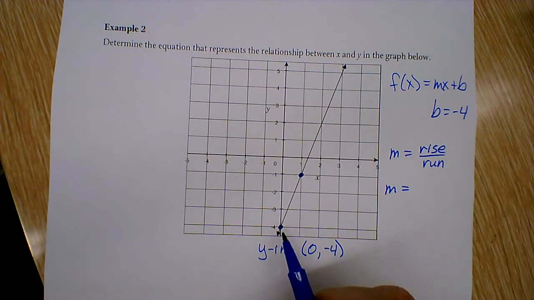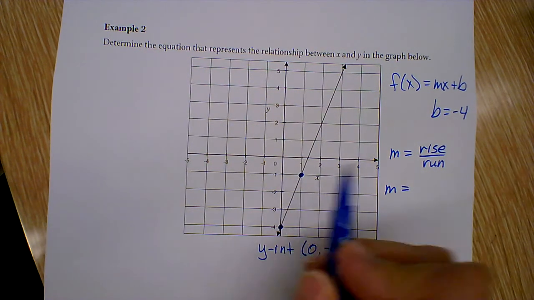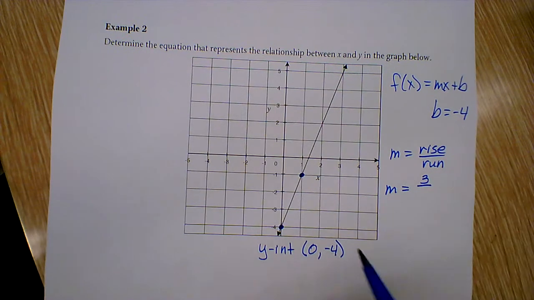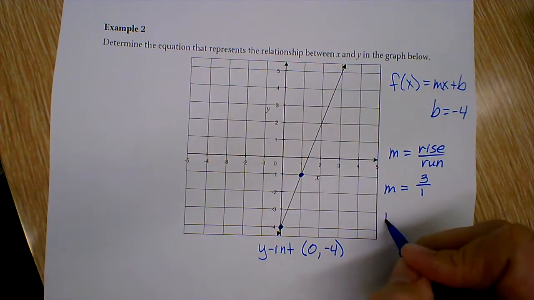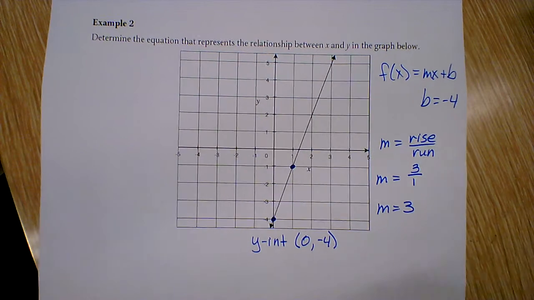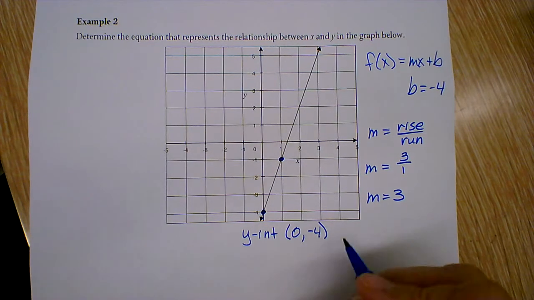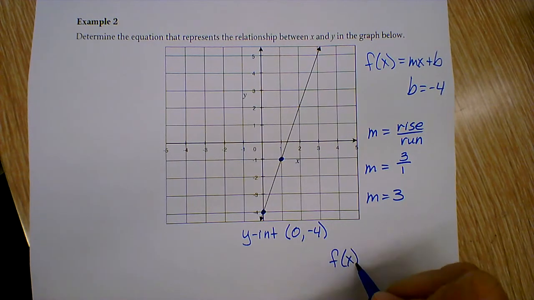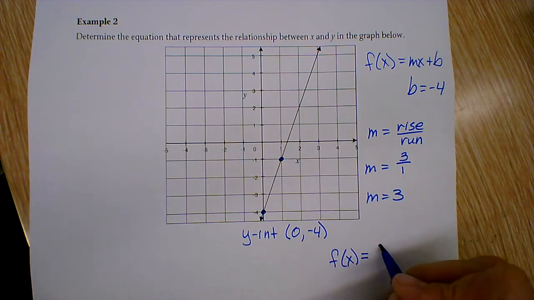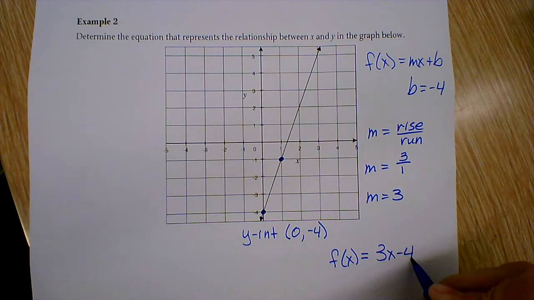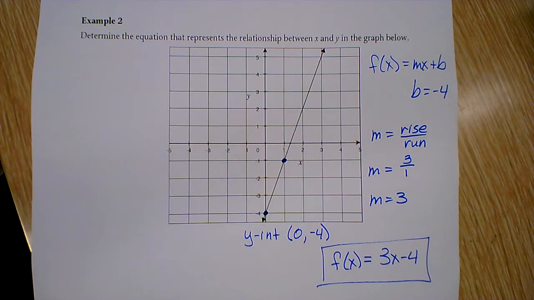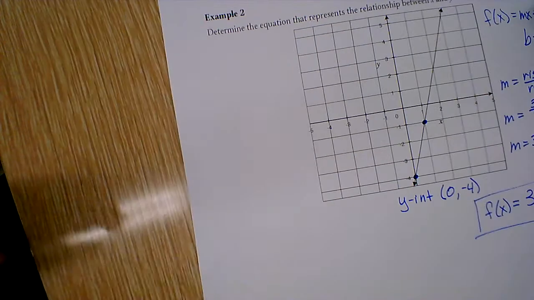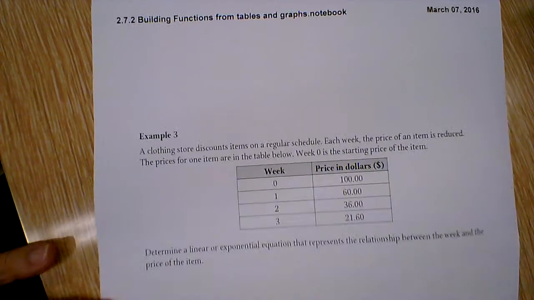And in this case, I'm rising, and I'm going to go up 1, 2, 3. So 3 goes in my numerator, and I move to the right 1. So 3 over 1, my slope is 3. So now I just fill this in. F of x is equal to 3x minus 4. And there's my function.